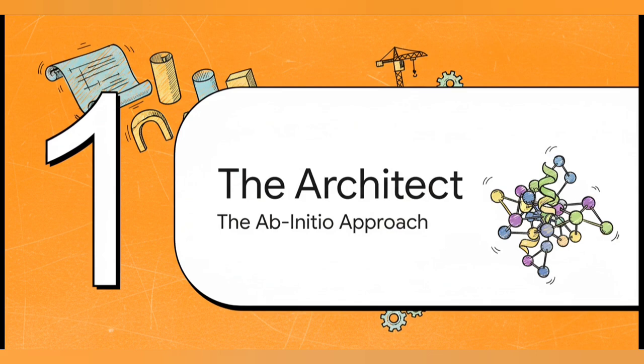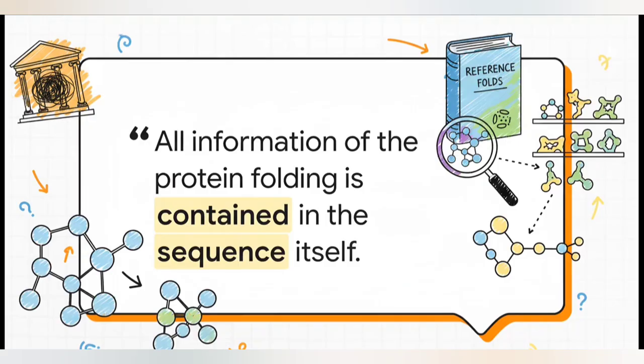Well, let's meet our first contender, the architect. The scientific name for this is Ab-initio modeling. It's Latin, and it literally means from the beginning. And that's exactly the philosophy here, to build the entire structure from scratch with no cheating. This whole idea rests on a famous discovery by Christian Anfinsen. The core belief is this: that simple string of amino acids already has all the instructions it needs to fold correctly. The blueprint is baked right into the code itself. It doesn't need any outside help. It just knows what to do.